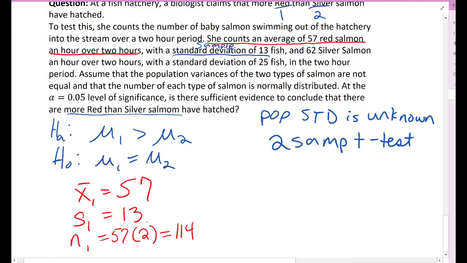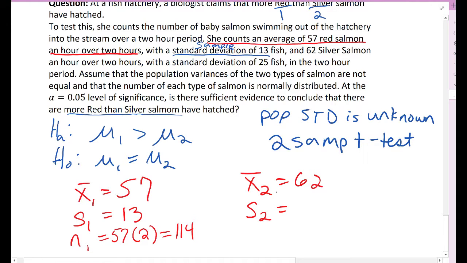Okay, now let's switch over to silver salmon. X2 bar. This is the average number, or the mean amount of salmon she sees, silver salmon. She says that she sees 62 silver salmon an hour over 2 hours. So X2 bar is 62.